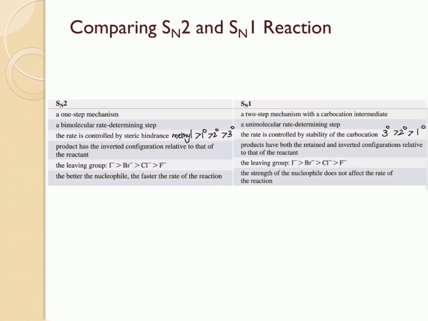And in the case of SN2 reaction, when the carbon where the halogen is attached is the chiral center, it's going to lead to the formation of inverted product. Okay. Whereas in the case of SN1, it's going to lead to both retained as well as inverted configuration, with slightly more of the inverted configuration formed.